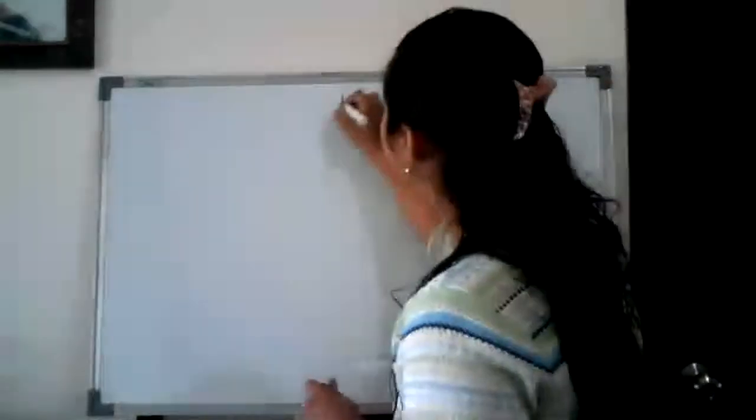I hope you have understood the previous concept which we did, the remainder and factor theorem for the factorization of polynomial. Today we'll go a bit ahead and we'll go for the identities. Okay. So today our topic is identities.